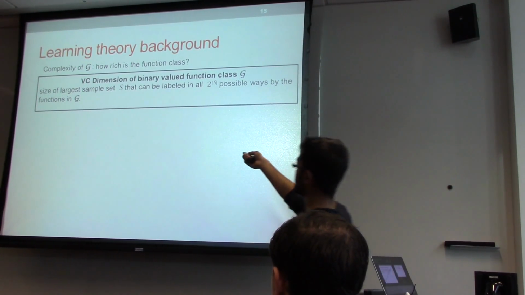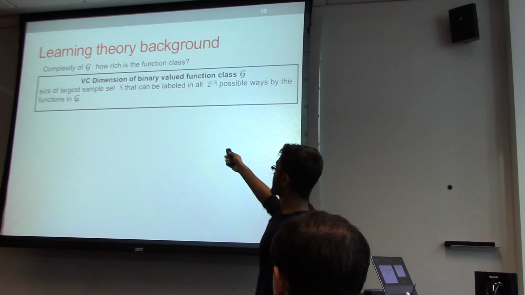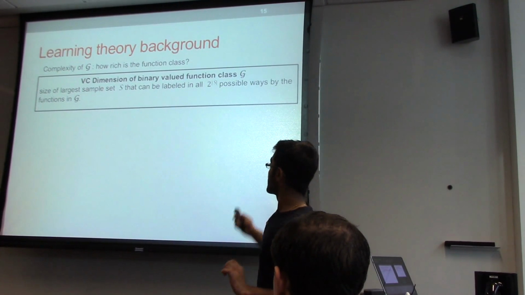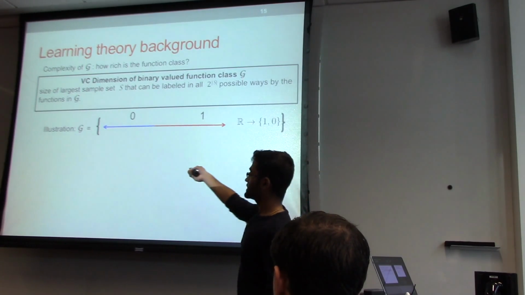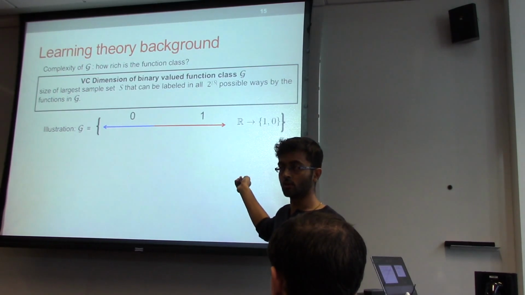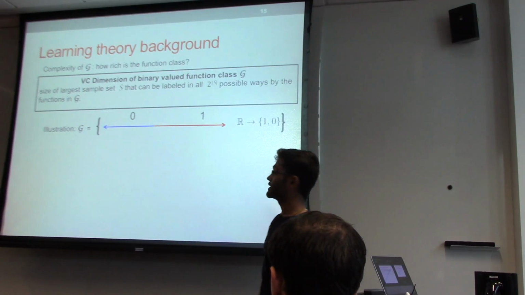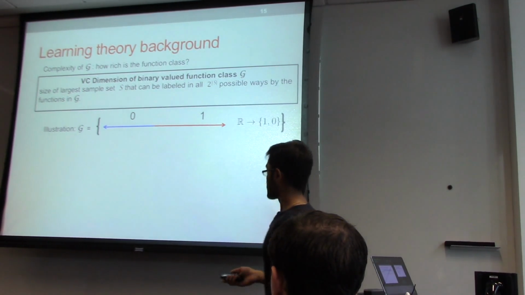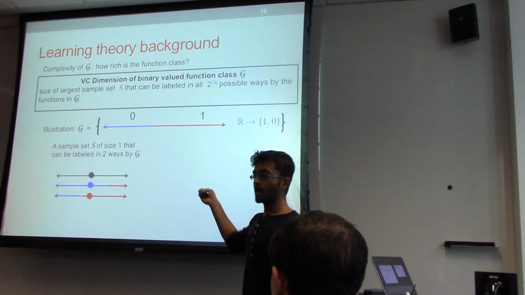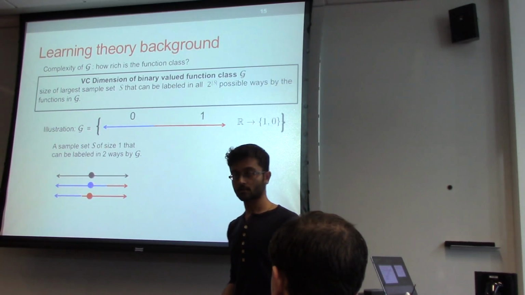Okay. So what VC dimension is basically, it is the size of the largest sample set S that can be labeled in every possible way by the functions in class G. Okay, let me go through this a little slowly using an example. So let's say I have this set of all threshold functions which map the real values to 0 or 1. So there is a threshold for each function, and anything to the left of the threshold is 0, and anything to the right of that threshold is 1. So this is an infinite class of functions. Now if I were to pick a single sample, I could label it in both possible ways using some 2 functions in this class.